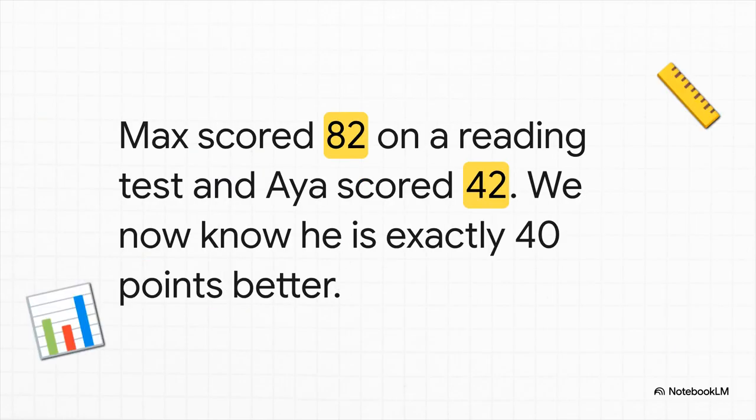So, back to Max and Aya one more time. Let's say they take a reading test, a proper one, scored on an interval scale. Max scores an 82 and Aya scores a 42. Now we can do some real math. We can say with total confidence that Max scored exactly 40 points higher. We finally know the distance between their abilities. That's a game changer.